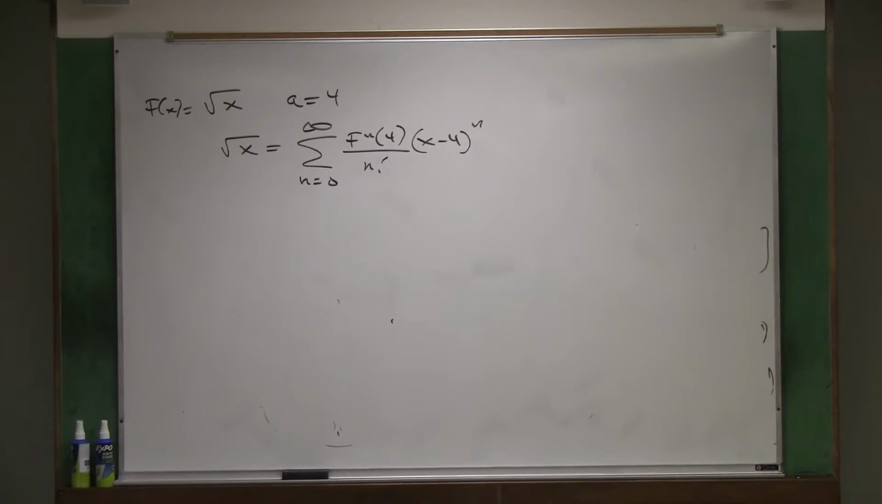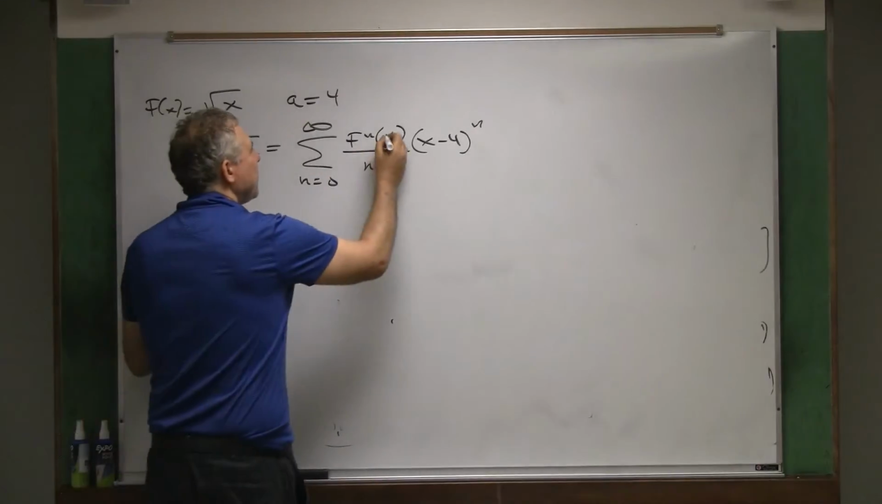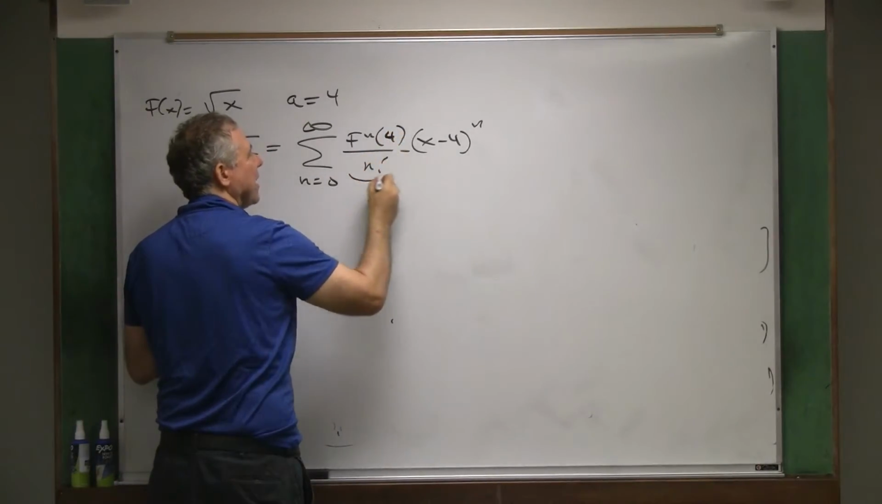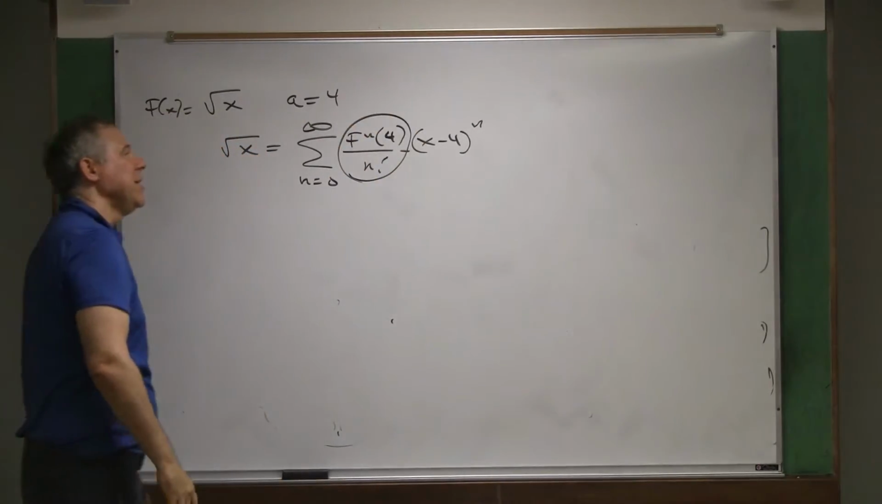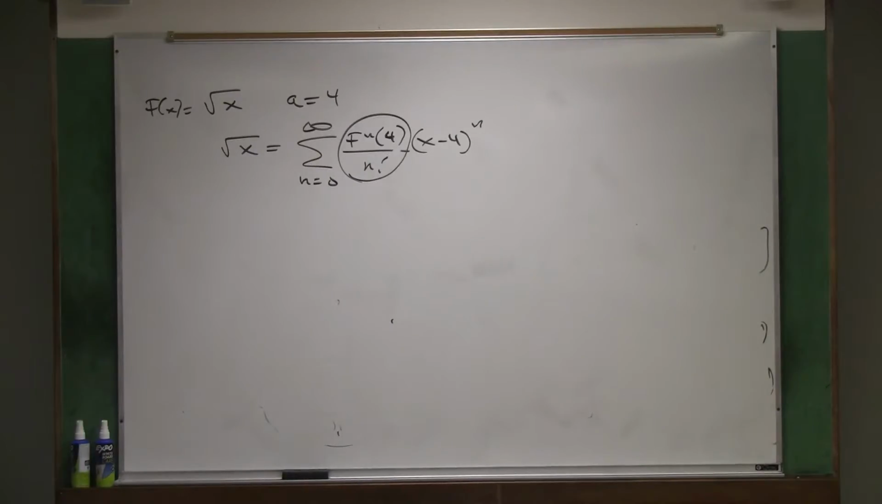because you know the theory tells us it's going to be an nth derivative at 4 divided by n factorial. All you have to do is figure out what this pattern looks like. What is an nth derivative at 4 divided by n factorial?